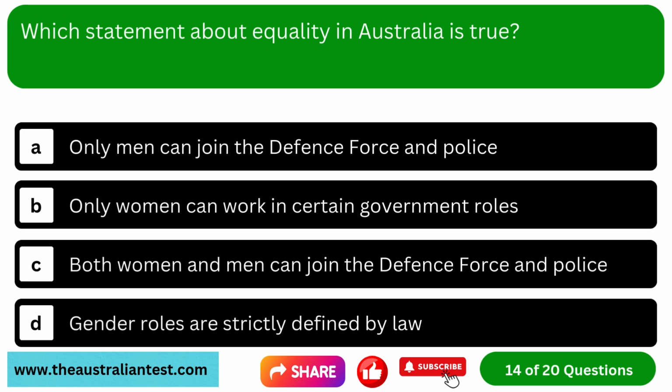Question 14, which statement about equality in Australia is true? Option A, only men can join the Defence Force and police. Option B, only women can work in certain government roles. Option C, both women and men can join the Defence Force and police. Option D, gender roles are strictly defined by law.